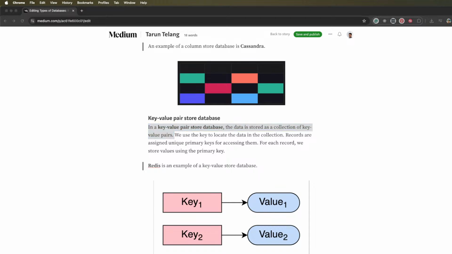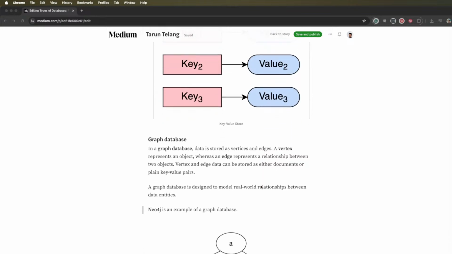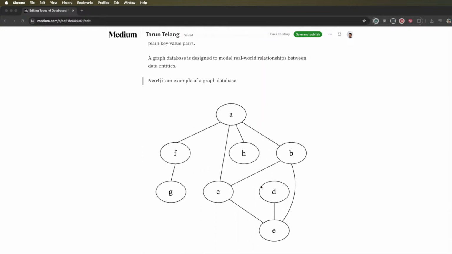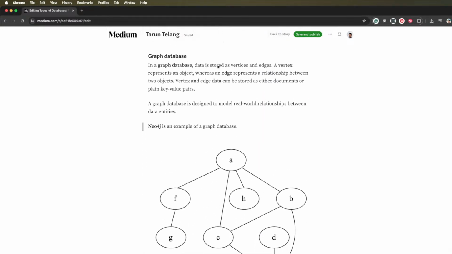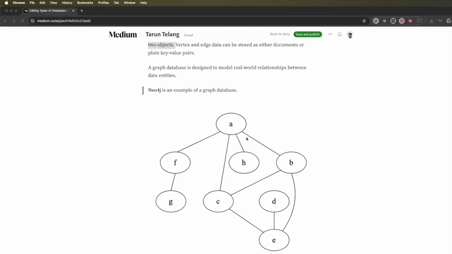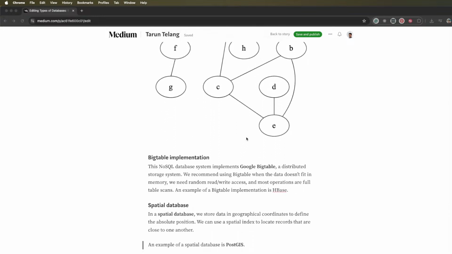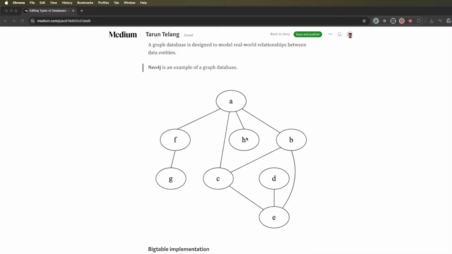Then graph databases. Neo4j is a leading example here. Graphs, like nodes and connections. Precisely. They're specifically designed to model relationships between data points. Think of applications like social networks, who's friends with whom, or recommendation engines, people who bought this also bought that. They excel at traversing those connections. Very cool. Seems specialized. It is, but very powerful for the right problems.